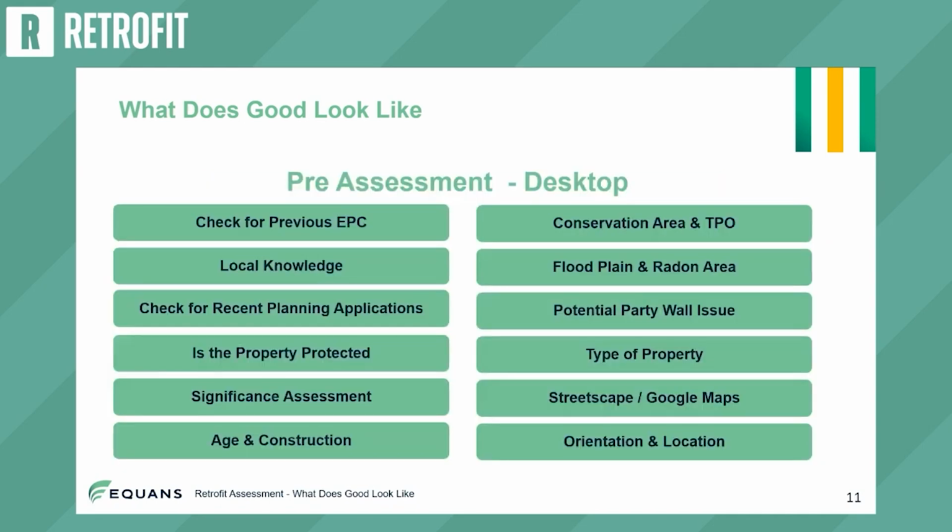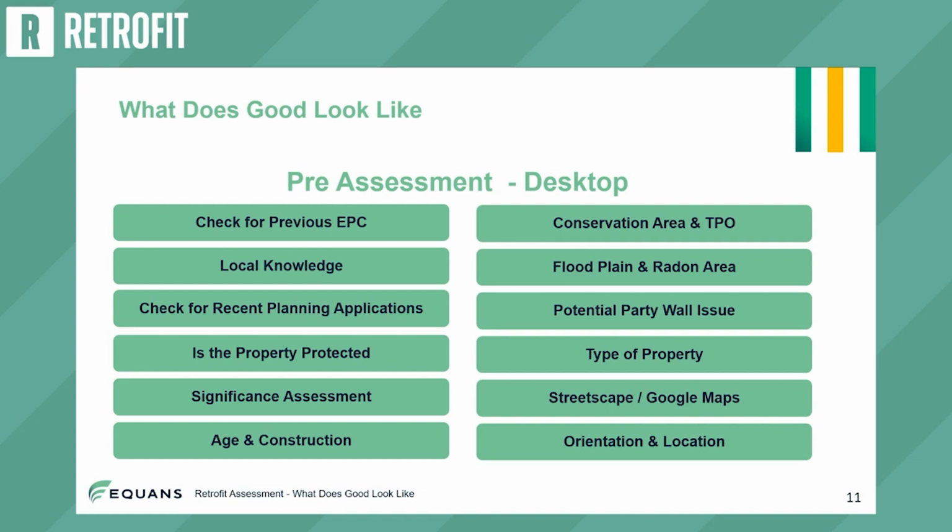Right, pre-assessment. There's a lot you can do before you arrive at the property. You could check the previous CPC, though it's not always accurate. Plus, as part of the retrofit assessment, we now forget about the 10% rule with regards to alternative walls and construction. We need to know all parts of that building. Local knowledge is key as well.